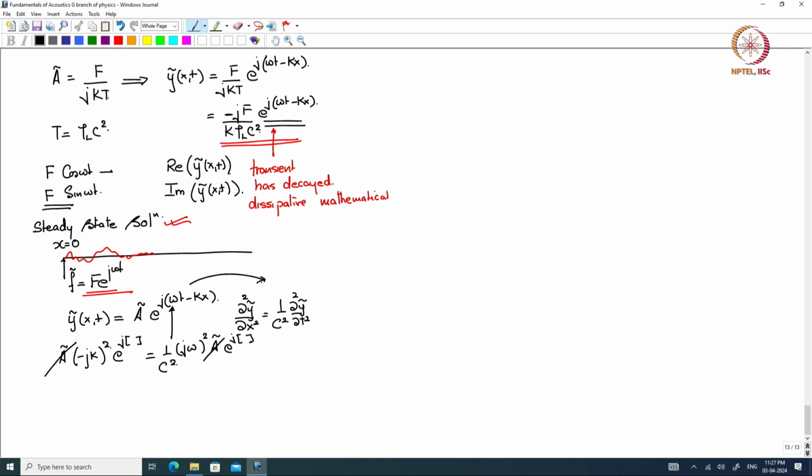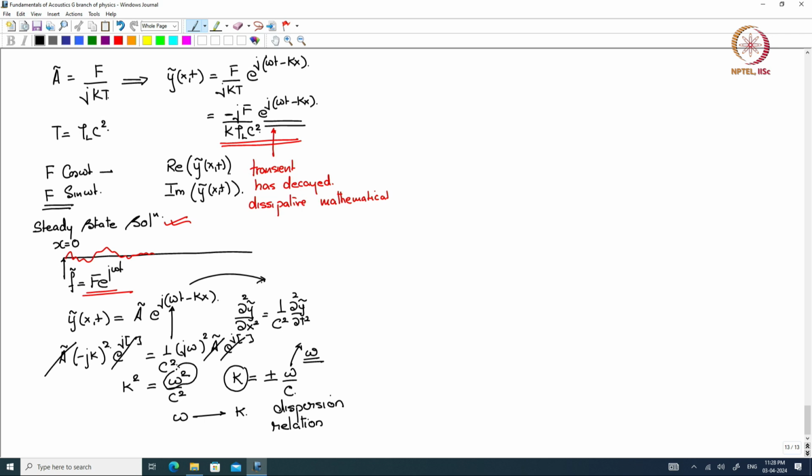So, a can be removed, the phasor can be removed. So, what I get is k square is equal to omega square by c square. Omega is known to me, so that my k is equal to plus or minus omega by c. What that means is, once I know the driving omega, with what frequency the string is being driven, then the wave number is known to me. Omega directly gives me the wave number k. This is called the dispersion relation. This is one of the simplest dispersion relations. Dispersion relation relates omega to k.